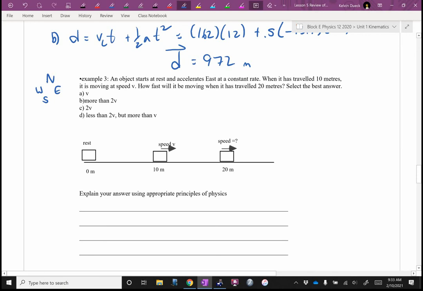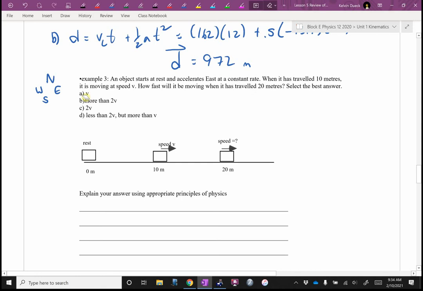Habit as soon as I see that. How fast will it be moving when it has traveled 20 meters? Sorry, I read that wrong. An object starts at rest, it accelerates east at a constant rate. When it's traveled 10 meters, it's moving at speed v. How fast will it be moving when it's traveled 20 meters, twice as far?